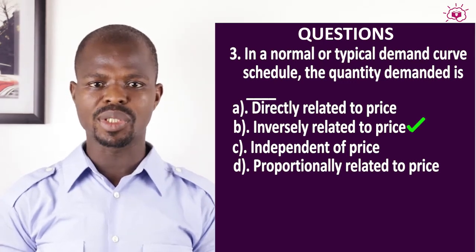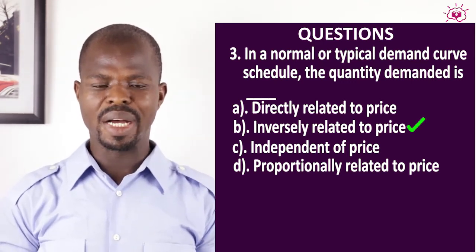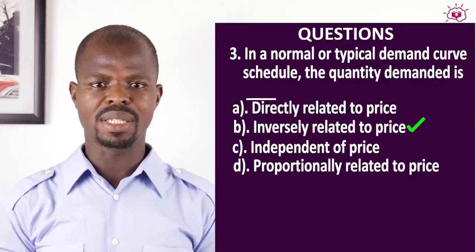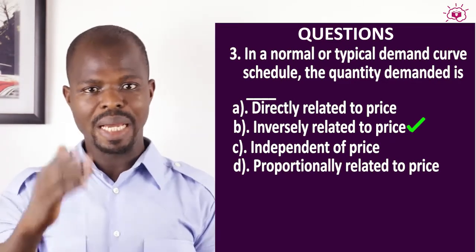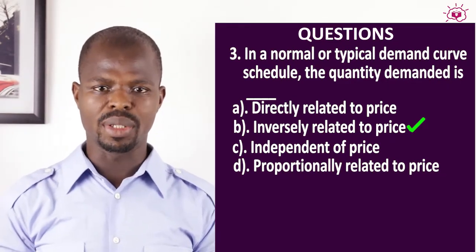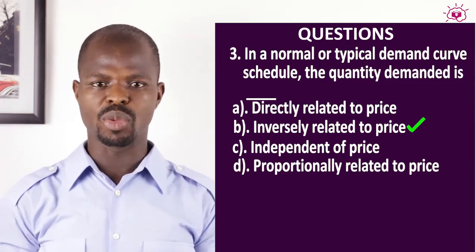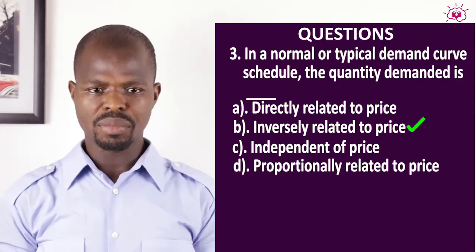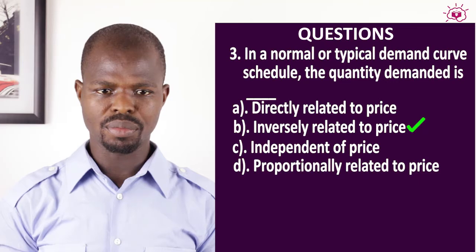The right answer to this question is option B, inversely related to price. Reason being that the higher the price, the lower the quantity demanded. So this relationship is said to be inverse. Let's go to question number 4.